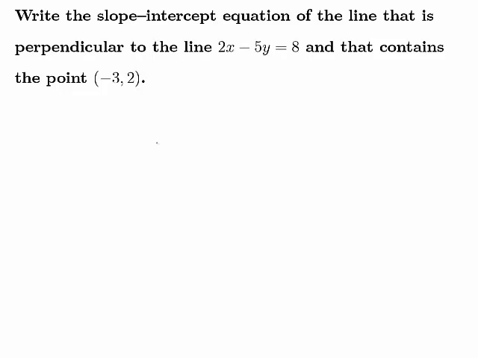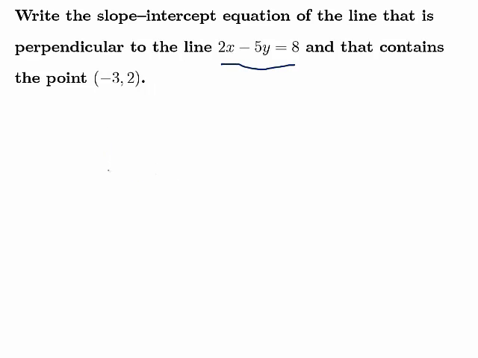Write the slope-intercept equation of the line that is perpendicular to the line 2x minus 5y equals 8 and that contains the point (-3, 2). So our first step would be to find the slope of the given line 2x minus 5y equals 8.